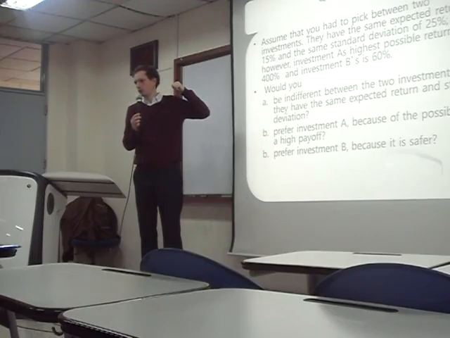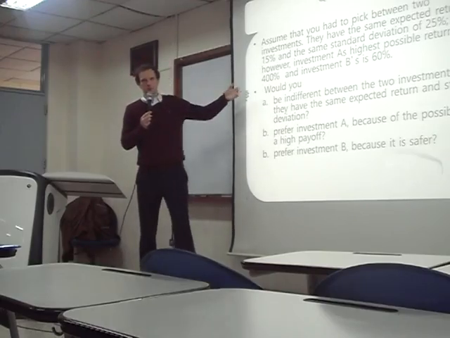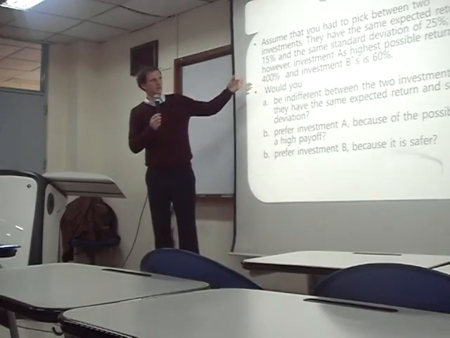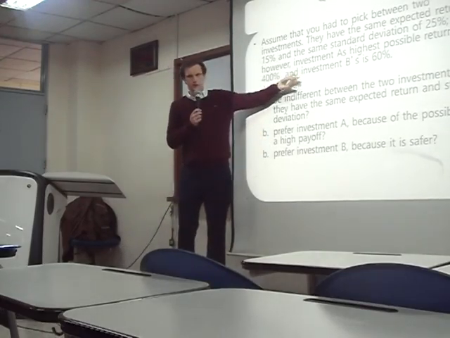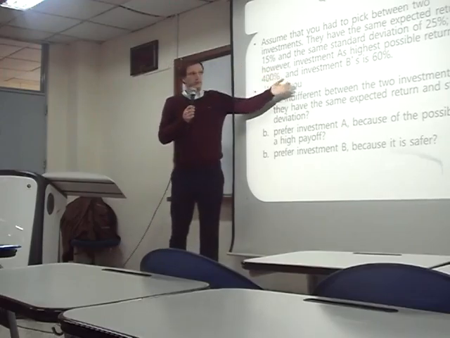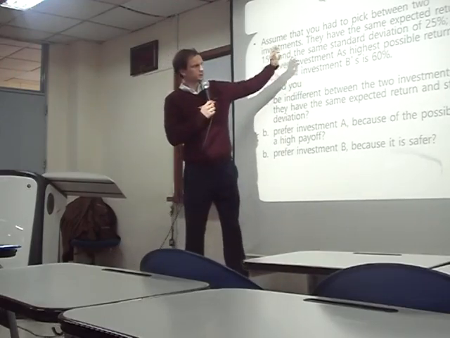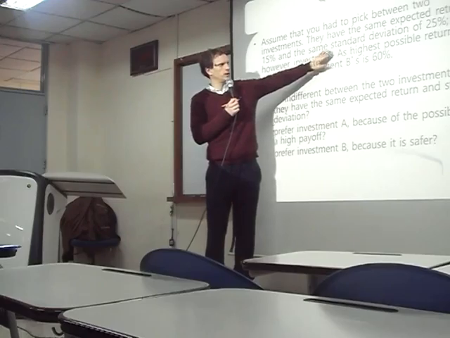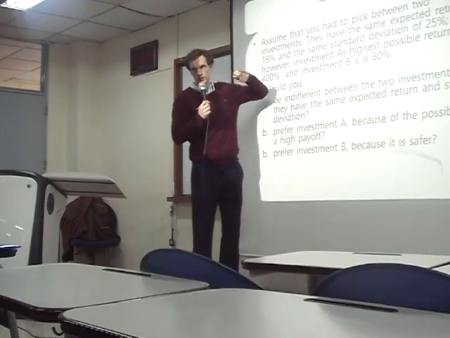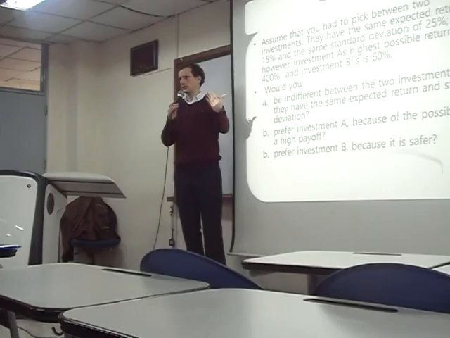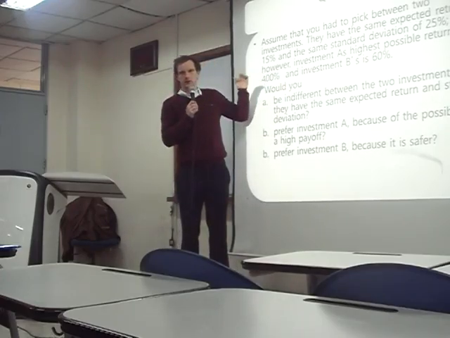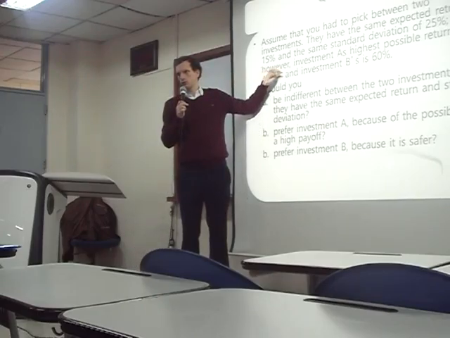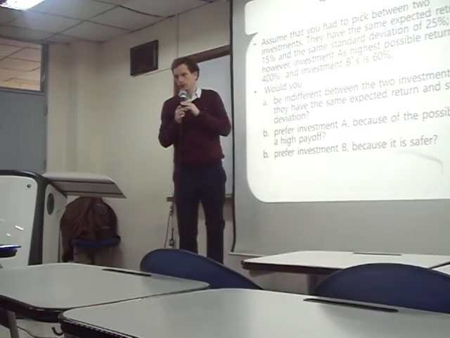Could you lose 400% of your money? The maximum you can lose is 100%, right? But you can lose, this means that the risk is higher here. So most people prefer the safer one, okay? But actually, according to this idea of risk, it's the same, because the standard deviation or the variance is the same, right? It just happens there's the possibility, so it may be that this one, more often, has a higher possibility, but more often it's closer to its expected return, okay?